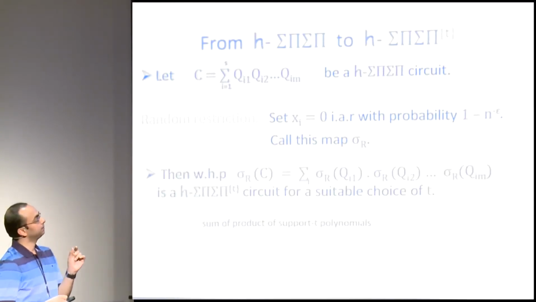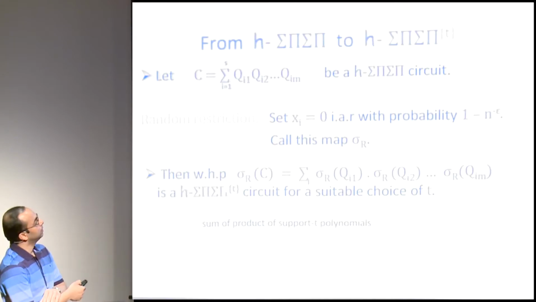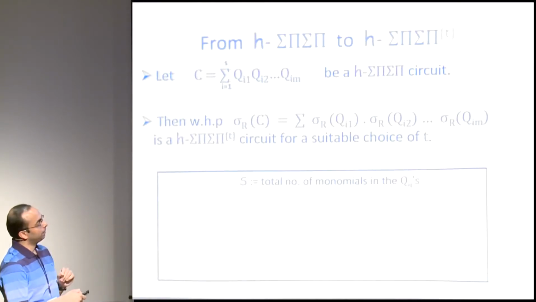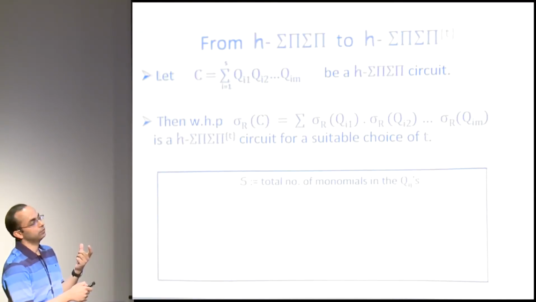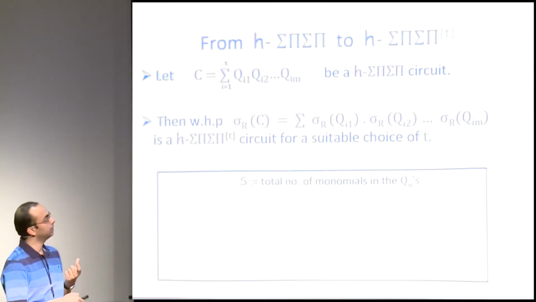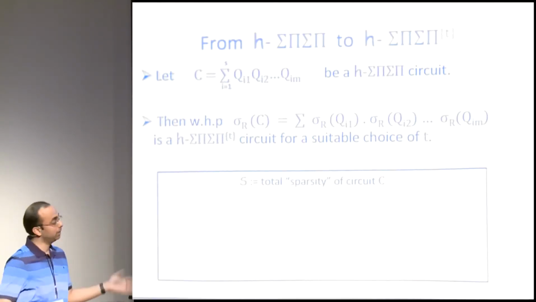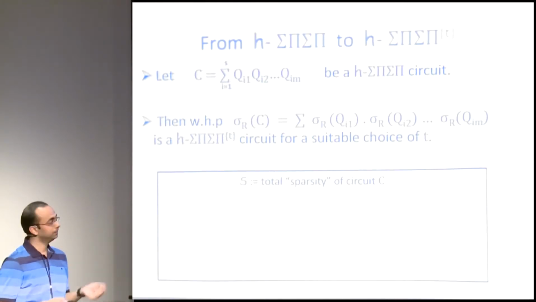Now, I'll give the intuition. You apply the random restriction map, let's call it sigma r. You apply sigma r, it just distributes across all the Qij's, and it looks like this. And let's do the analysis a little more in detail, why we hope that the circuit we are going to be left with will have low support. So let's say S is the total number of monomials in all Qij's. Sometimes we call it the total sparsity of the circuit. I just count all the monomials appearing in all Qij's over all i and j.